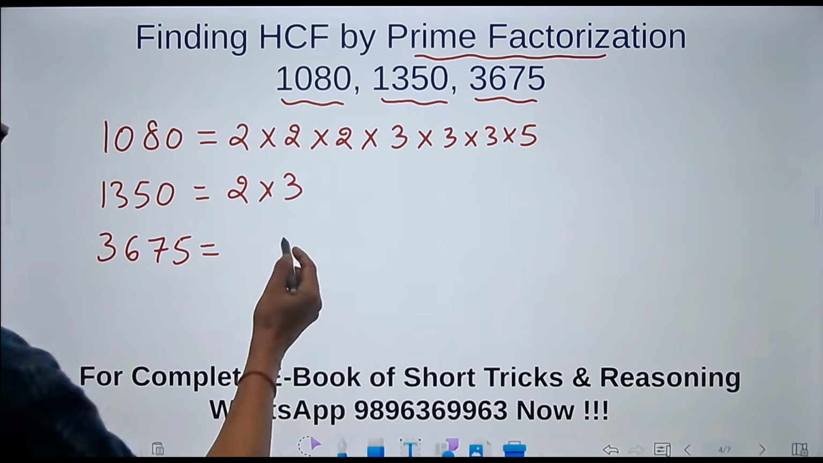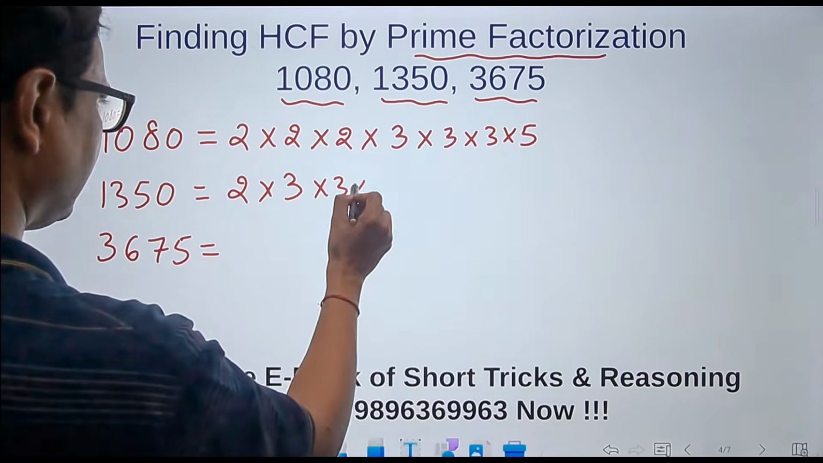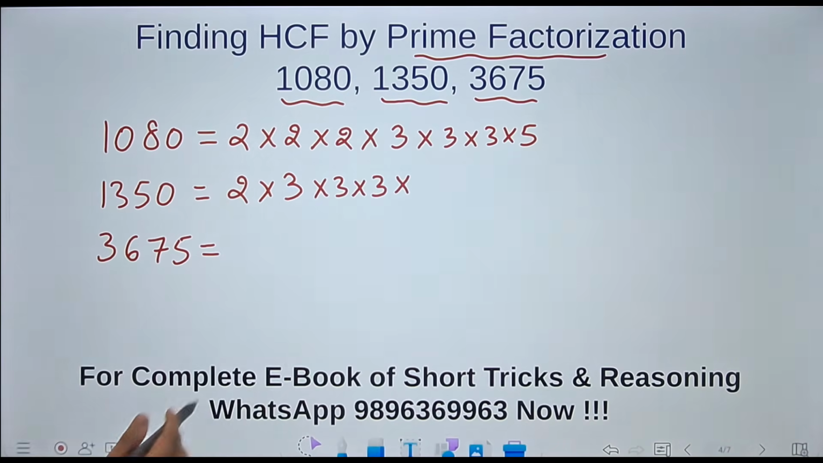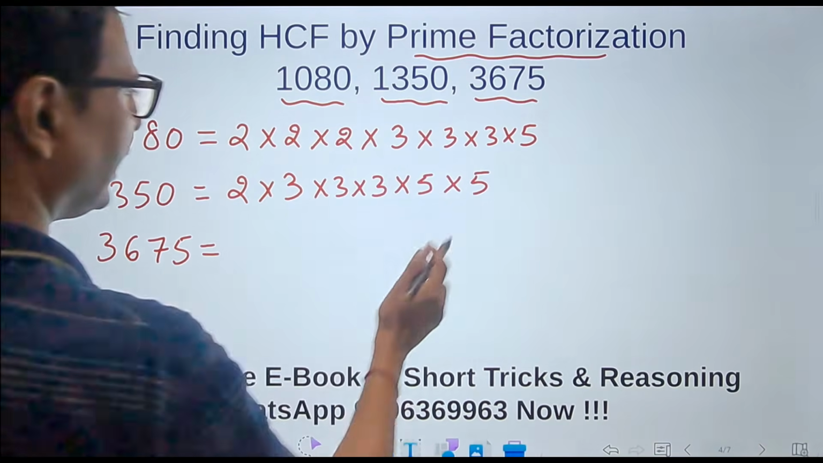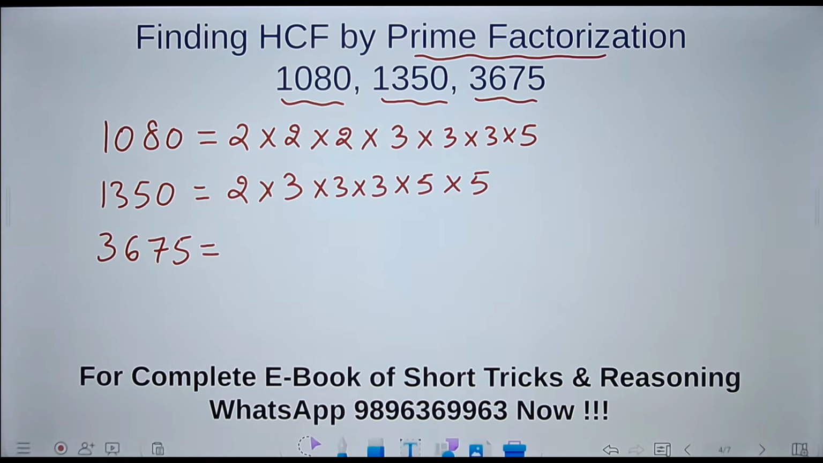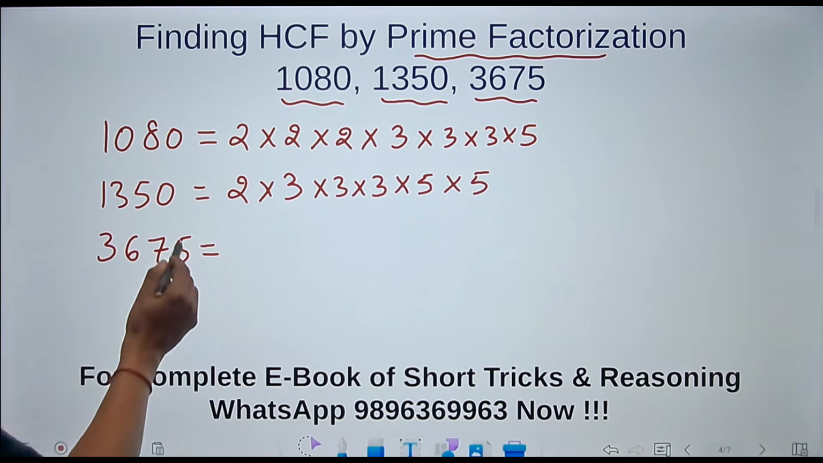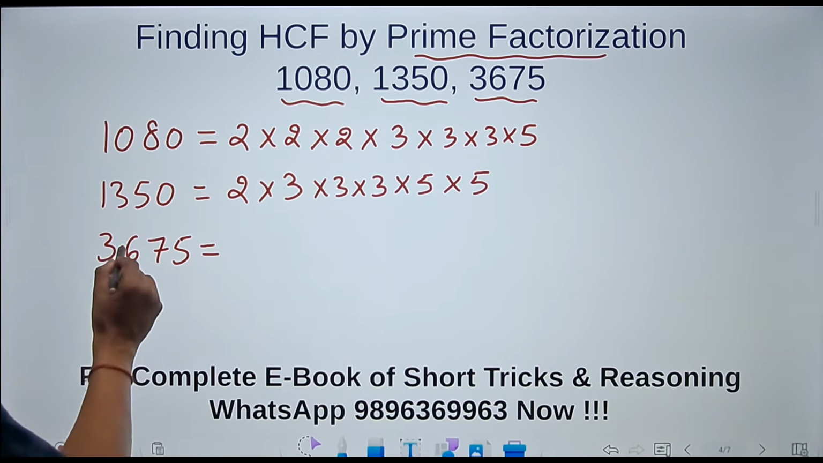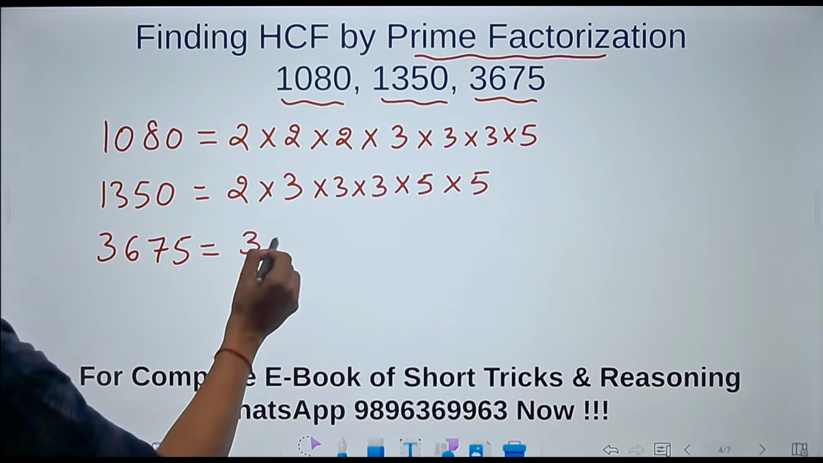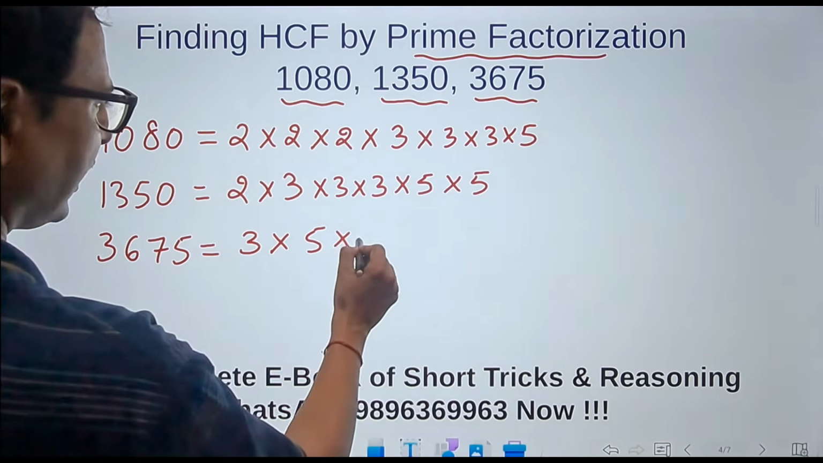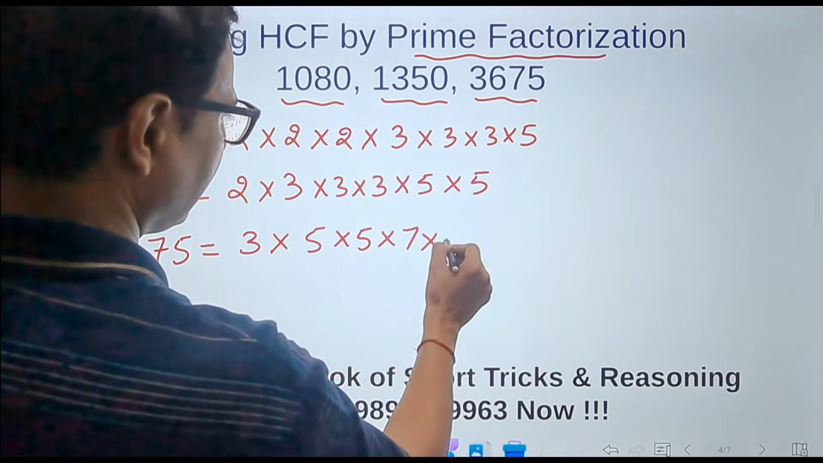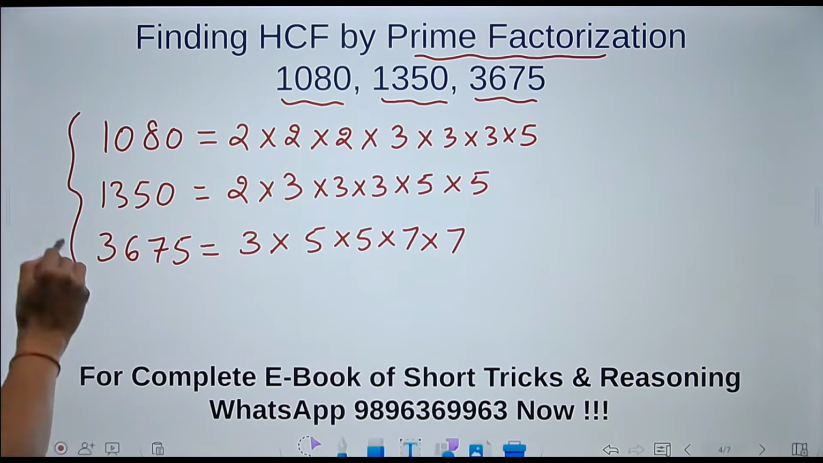So probably I'll have 3 2s here, so I'll write all the 3s together, and after that we will have 2 5s. So 1 5 and 2 5s. And 3675, if I want to make the factors, it is an odd number, so divisible by 3, and then the remaining factors are like 5 times 5 times 7 times 7. Now see, I have made the factors already, and that's why I have taken less time.